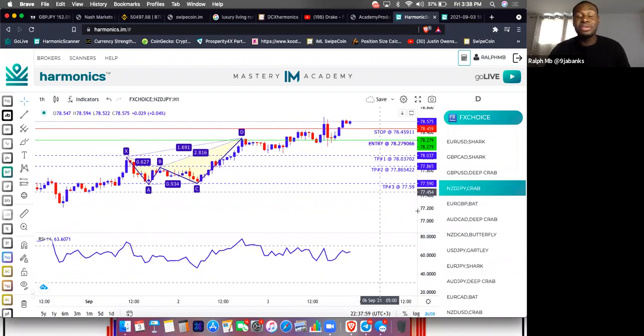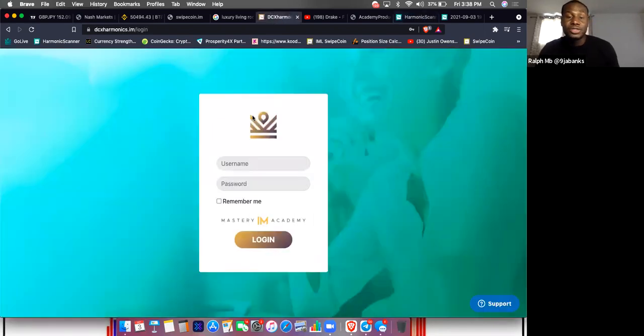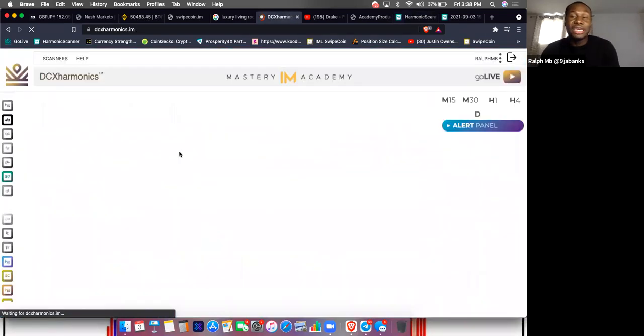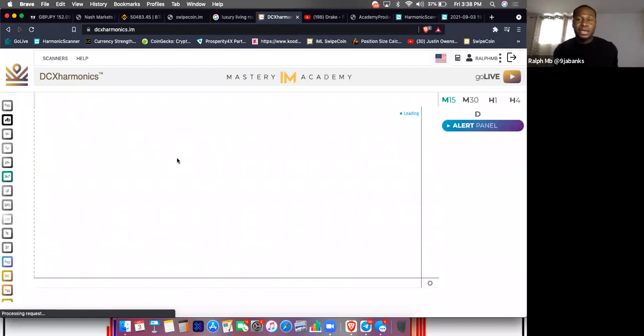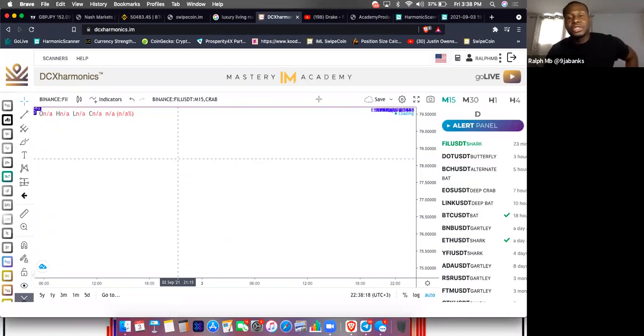Because the same thing you do right here on the Harmonics, you can go into the DCX Harmonics and do that for everything considered into spot trading, right? So this is where it gets really interesting now, where you can tap not only into the Forex side of things, but on the crypto side of things, you can now utilize this to place trades, right?